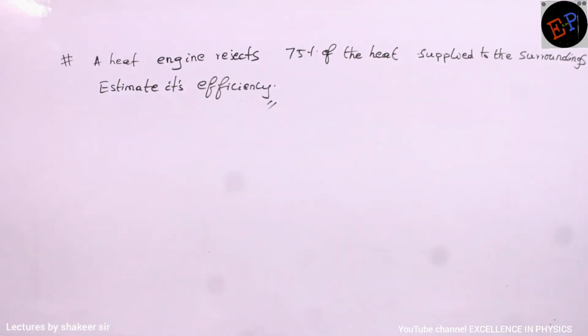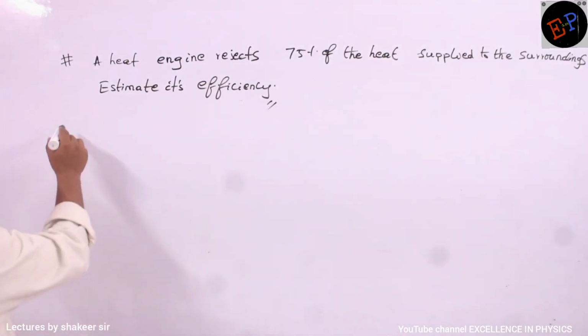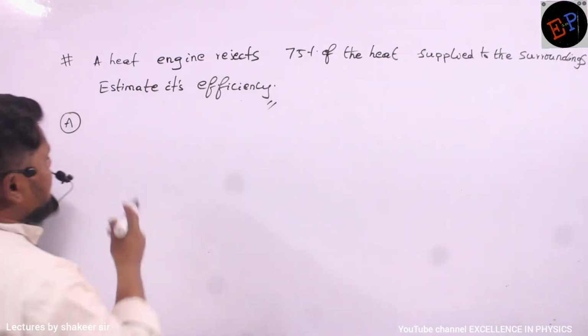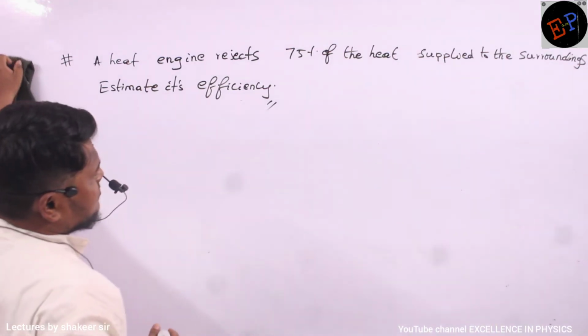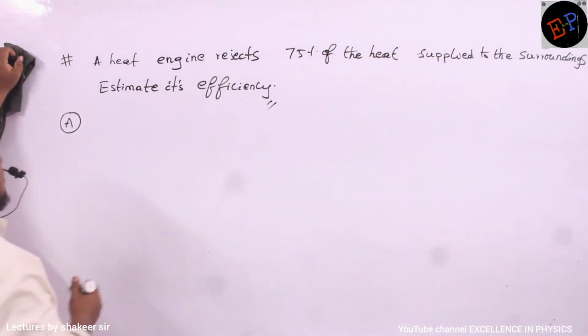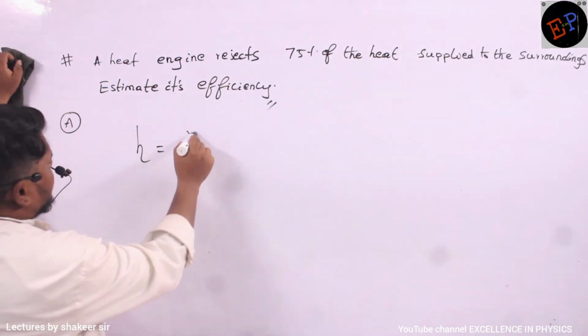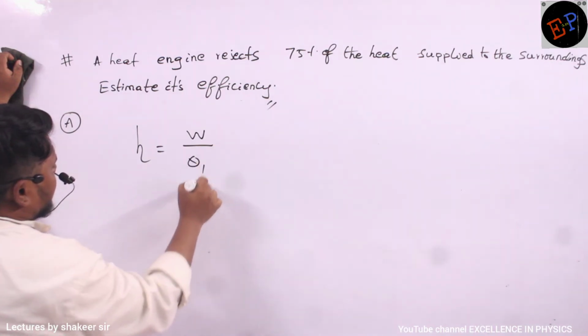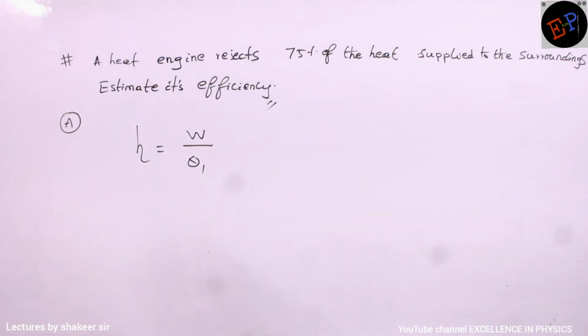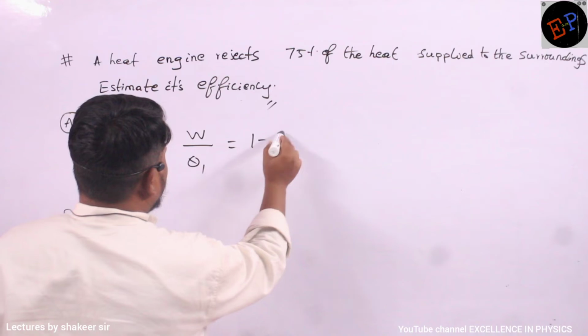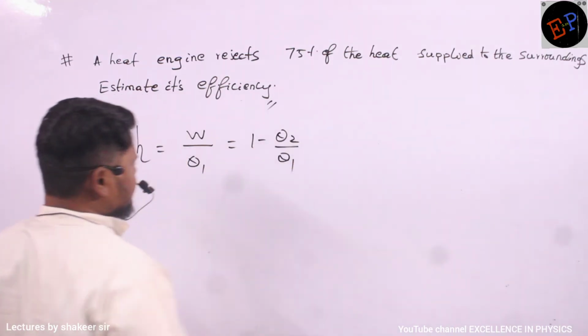Okay. Now, a question on heat engine. My heat engine rejects 75% of the heat supplied to the surroundings. Estimate its efficiency. So, efficiency, what is the formula? Work done divided by Q1. This is the equation of efficiency. Or you can also write 1 minus Q2 divided by Q1.